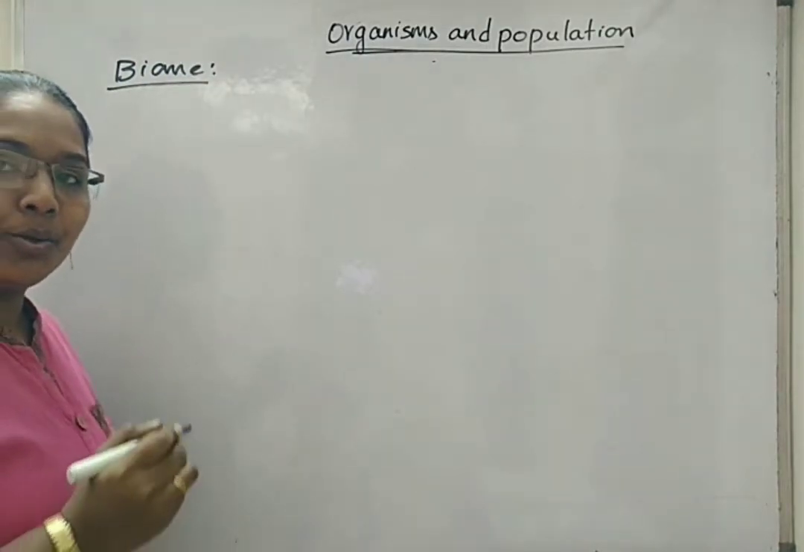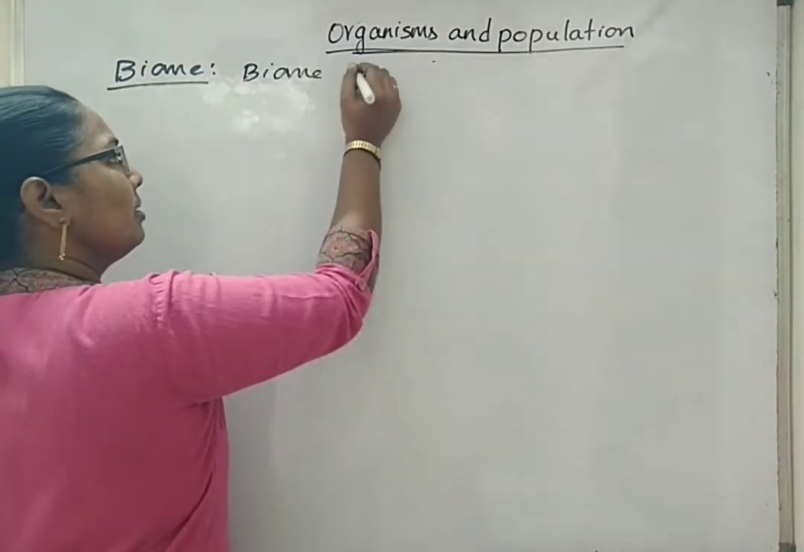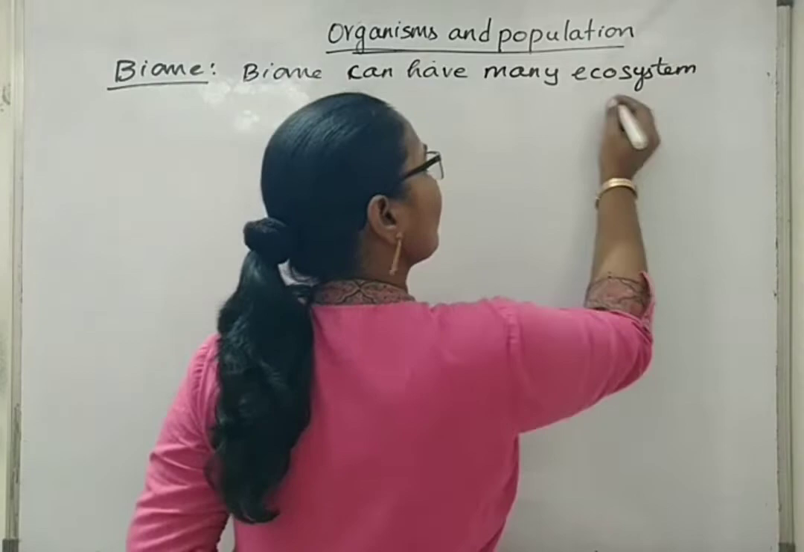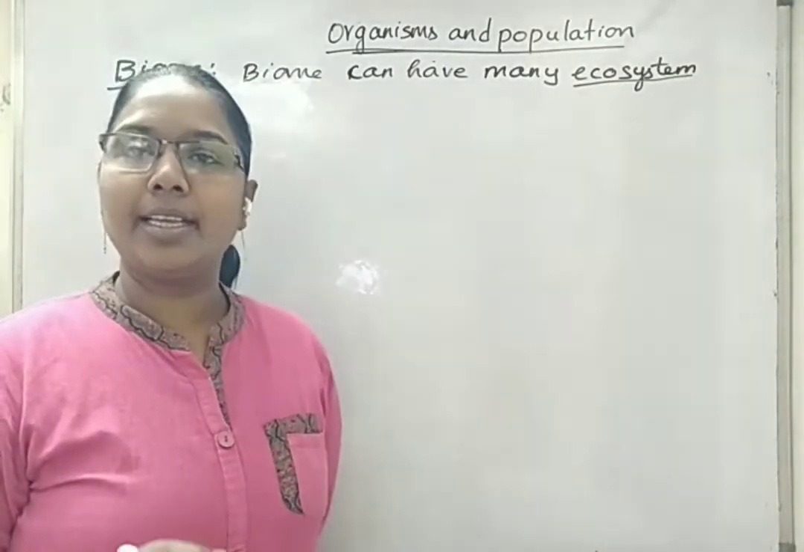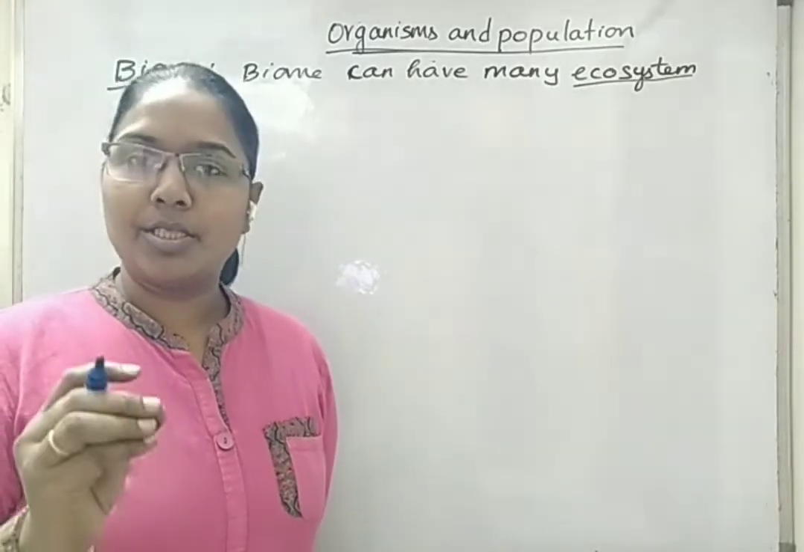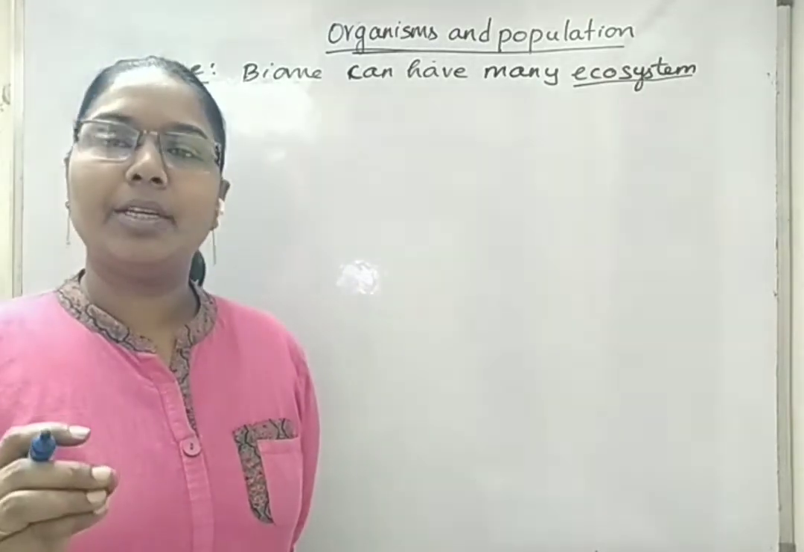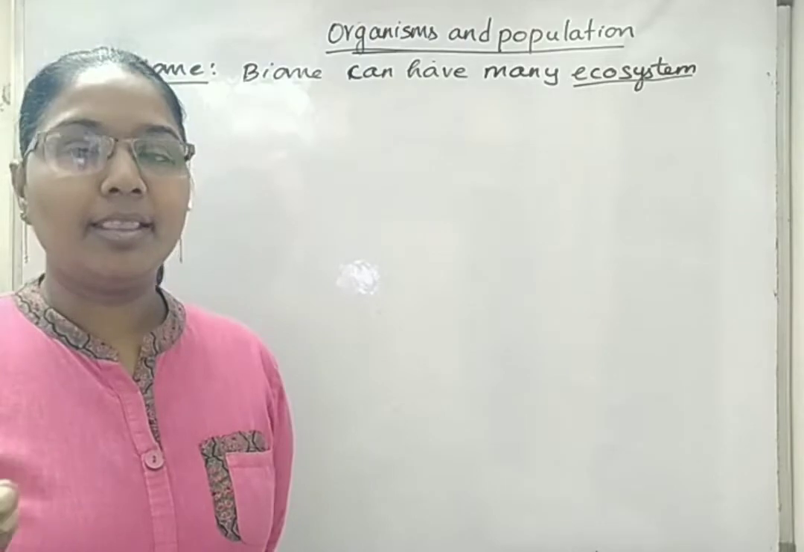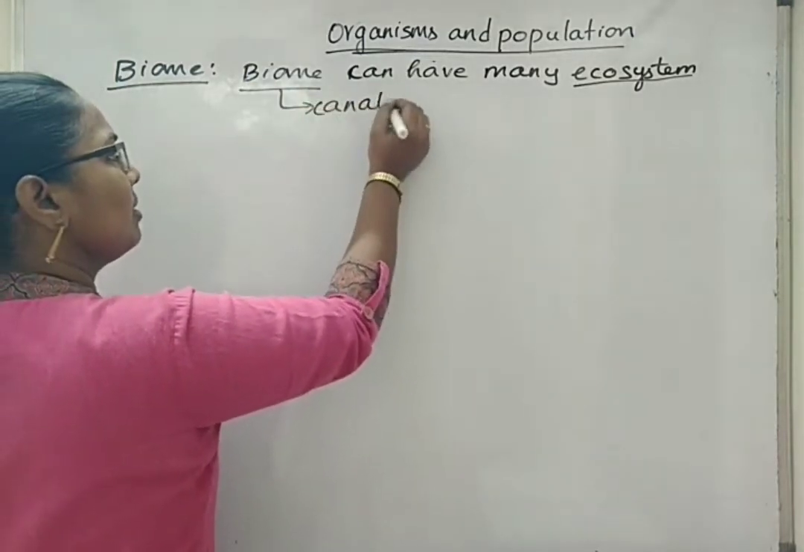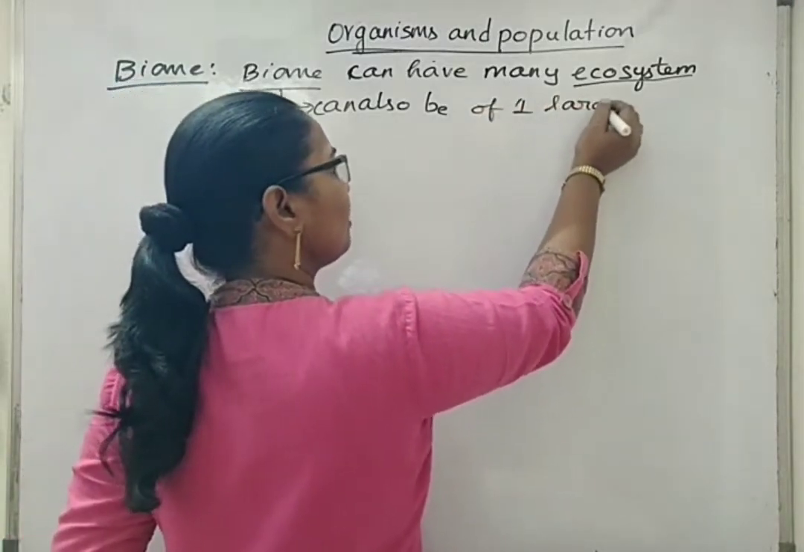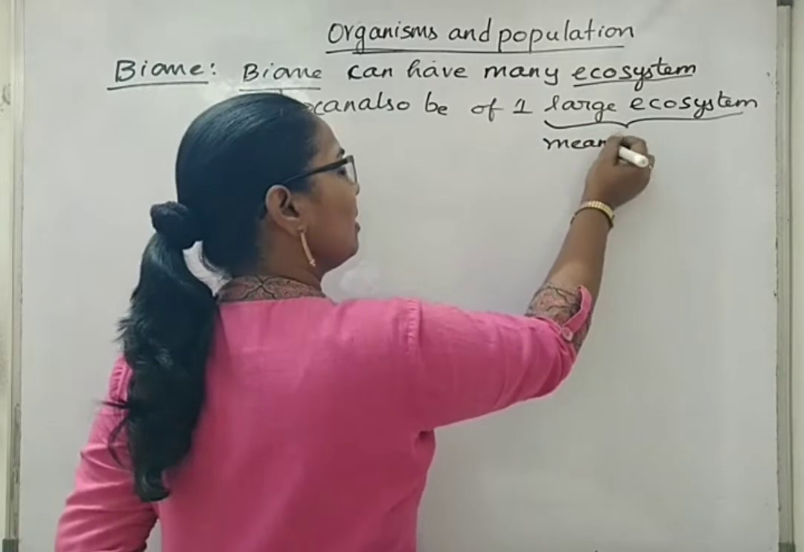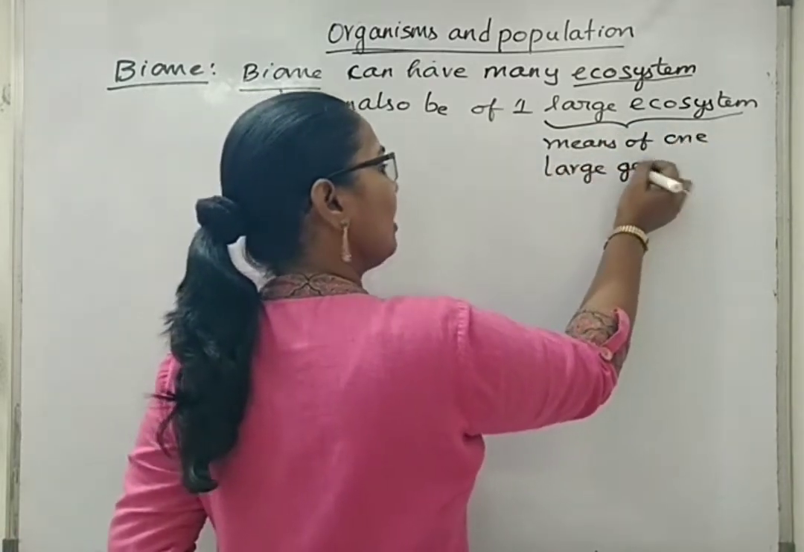So, biome has many ecosystems. Biome can have many ecosystems because an ecosystem is the one which has a small geographical area with some number of living organisms and non-living organisms. Already we said that if an ecosystem is constituted of a large geographical area, then obviously there will be many variations in the organisms and there will be many variations in the climatic conditions also. So, biome can also be one large ecosystem. Large ecosystem in the sense means of one large geographical area.